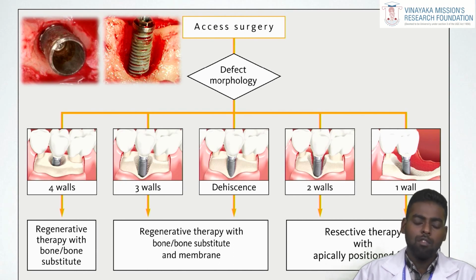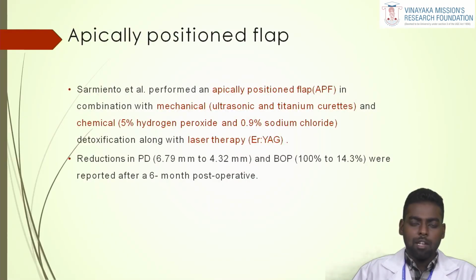In 4 wall defect, you will go for a regenerative approach using a bone or bone substitute. In 3 wall and in dehiscence cases, you will go for regenerative therapy with the membrane. In 2 wall and 1 wall, you will go for guided bone regeneration with the additional method of resective osseous surgeries also.